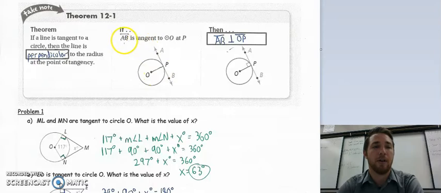If I start again with AB, this is my tangent line, tangent to that circle O, and we can call it by that center, and that's the point of tangency at P. If I use just that tangent line, I know that it's going to form a perpendicular with the radius. So OP is a radius, AB is the tangent line, and those two are perpendicular.